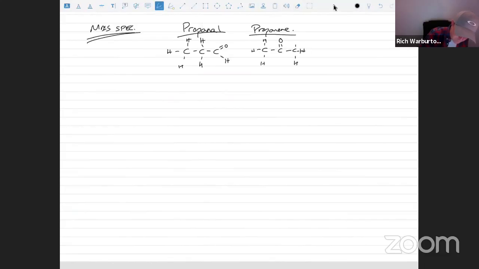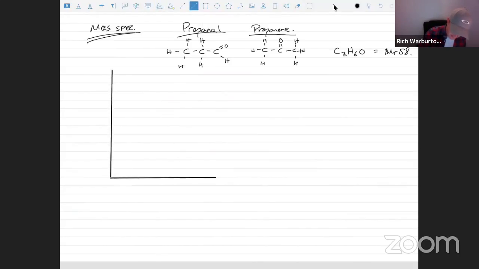These are both C3H6O. Adding that up really quickly: 3 times 12 plus 16 plus 6 is 58. So the MR of both of these is 58. If you put these through a mass spectrometer, and I'll just draw these out, propanal on the left, propanone on the right, with mass charge ratio on the bottom and, usually, percentage abundance.